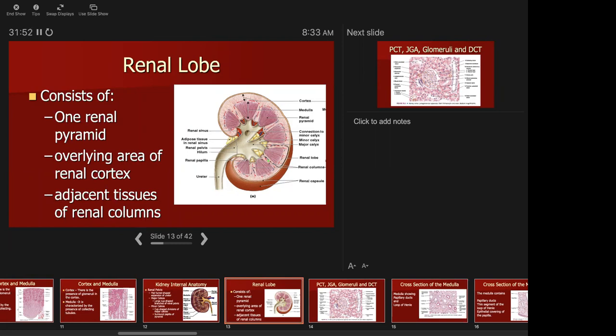What about renal lobule now? Renal lobule. What is renal lobule? Can anybody explain what is renal lobule?